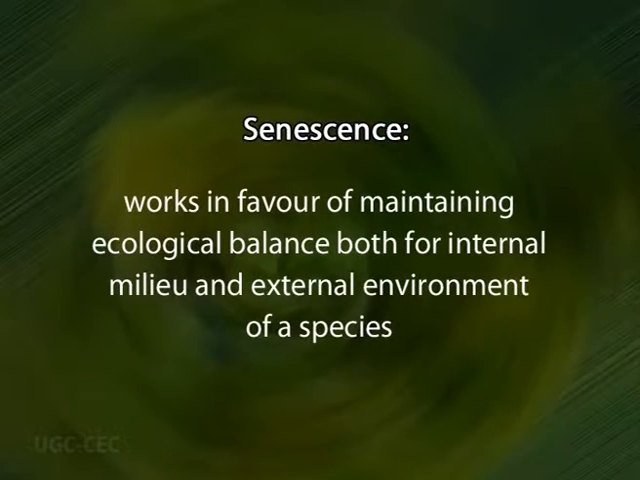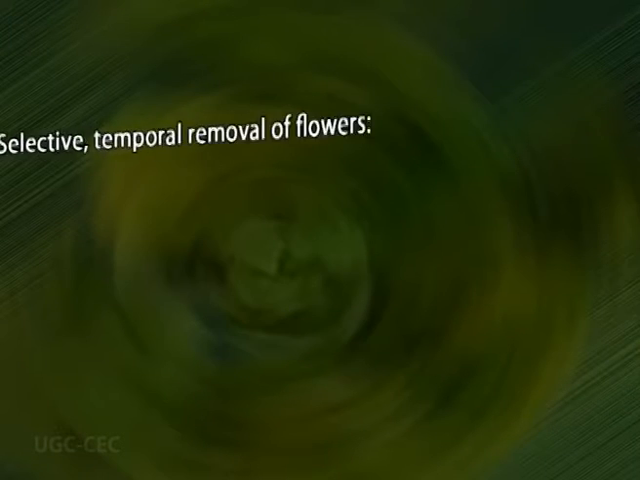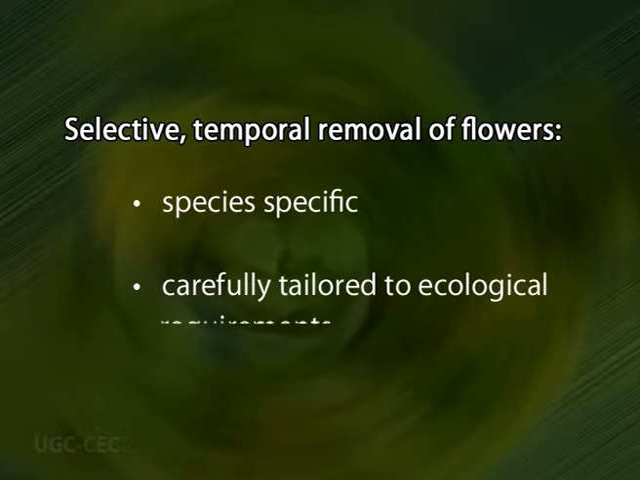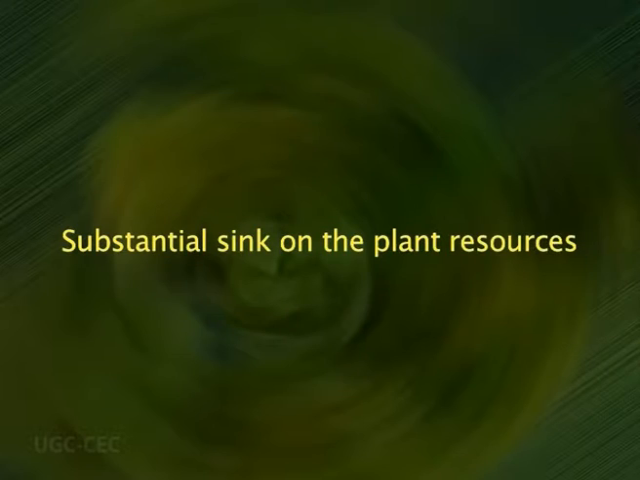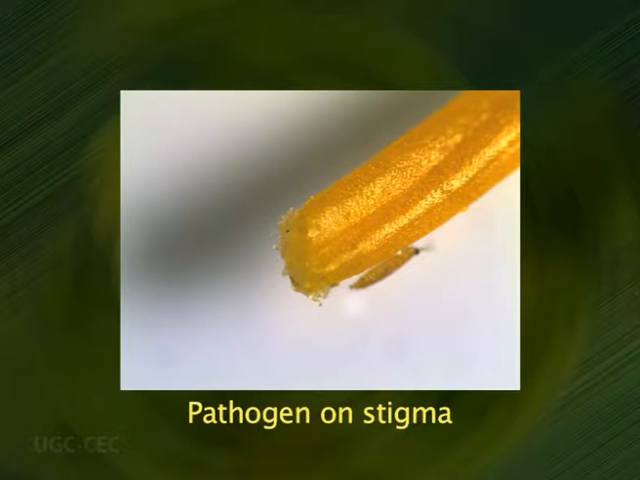Senescence is a mechanism which works in favor of maintaining an ecological balance both for the internal milieu and external environment of a species. Selective and temporal removal of flowers is species specific and carefully tailored to its ecological requirements. This is important firstly because flowers can be a substantial sink on the plant resources and as such energetically expensive to maintain beyond their useful life. In addition, the flower's architecture has been exploited by pathogens that use the stigma as a point of entry, and thus the flower poses an added risk of pathogen attack. Thus, regulated flower senescence is a beneficial process for the plant.